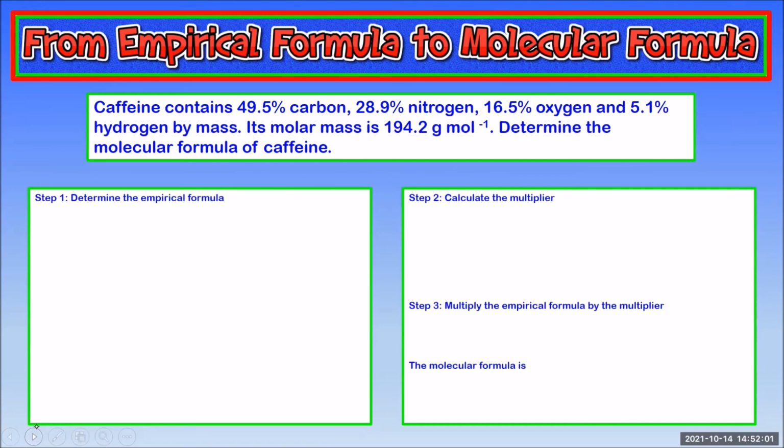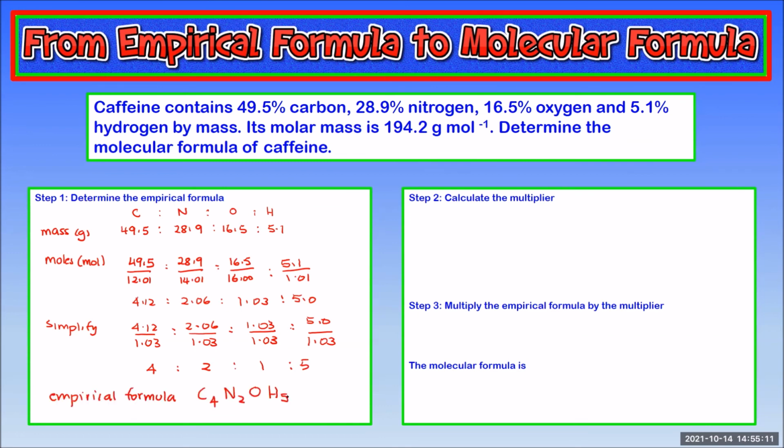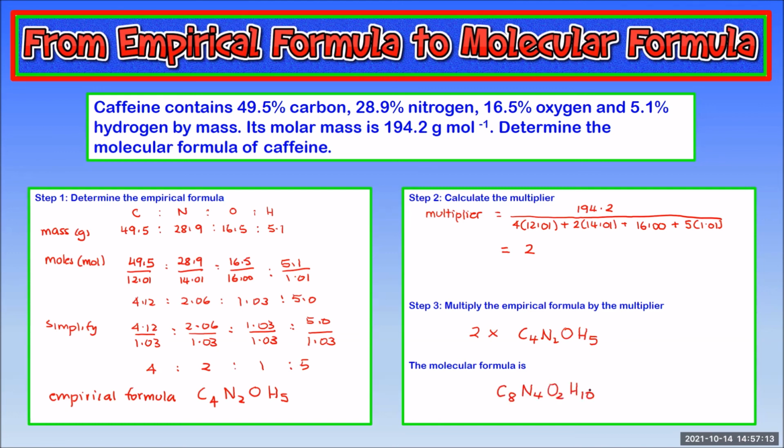Empirical formula, masses. Convert to moles. Run it through the calculator. Simplify. We get 4:2:1:5. So the empirical formula is C4N2OH5. Calculate the multiplier. Molar mass divided by the molar mass of the empirical formula. Run that through the calculator and you get 2. The molecular formula is 2 times the empirical formula. So the molecular formula is C8N4O2H10. How did you go? Did you get it all right?